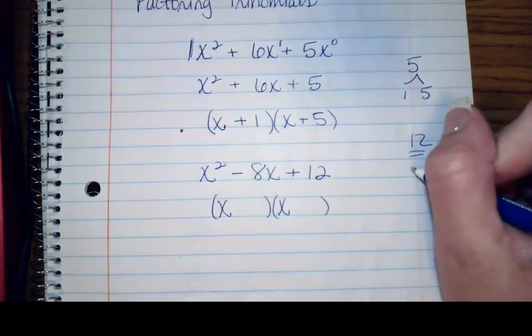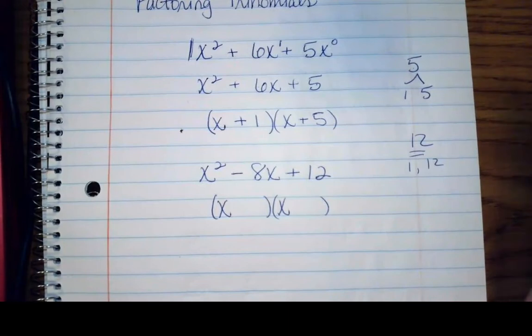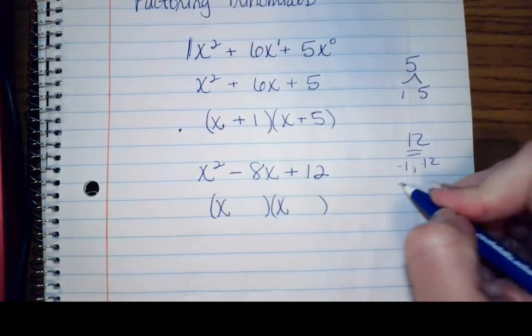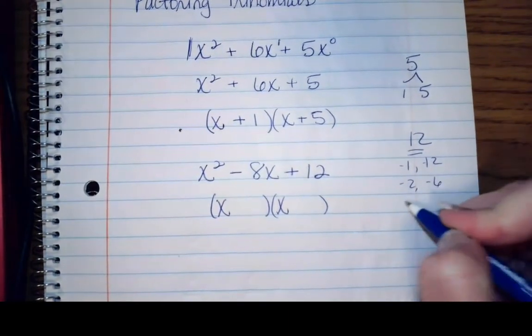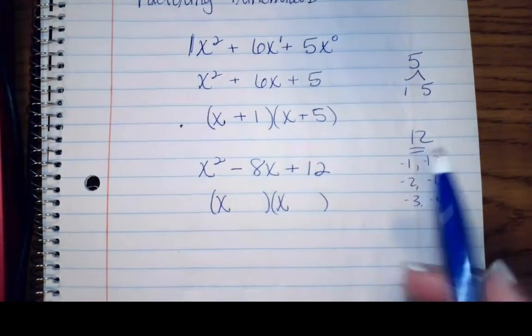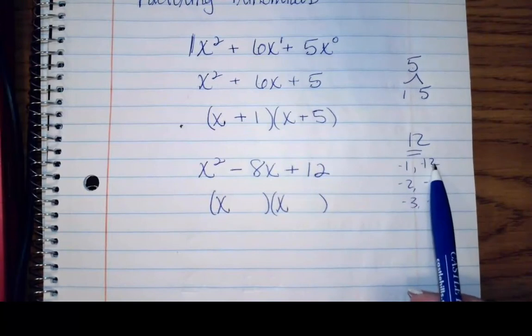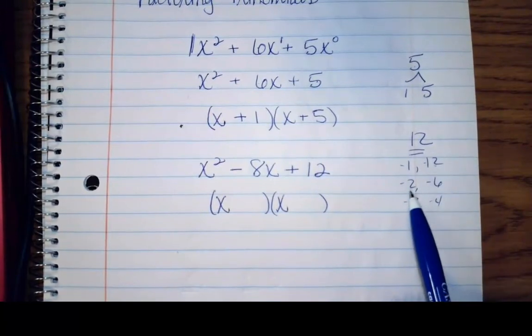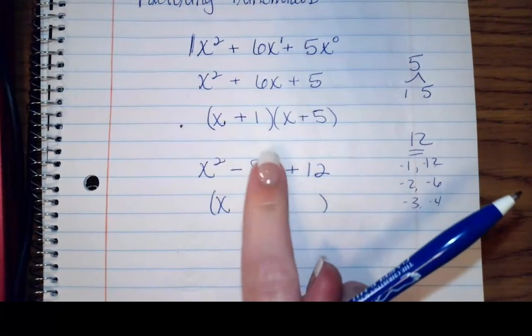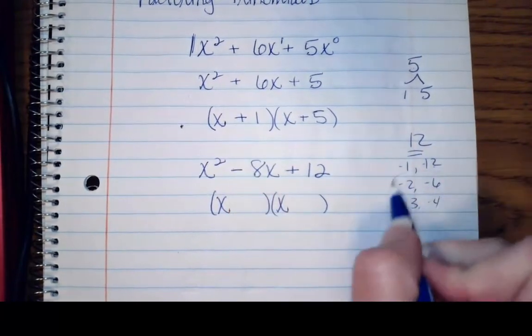To multiply to 12, I can use 1 and 12, or negative 1, negative 12. I can use negative 2 and negative 6, and negative 3 and negative 4. So I want them to add up to a negative 8. Negative 1 and negative 12 is negative 13. Did not work. Negative 2 and negative 6, that's negative 8. Those are my magic numbers.